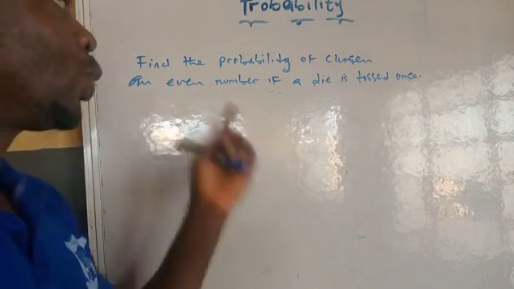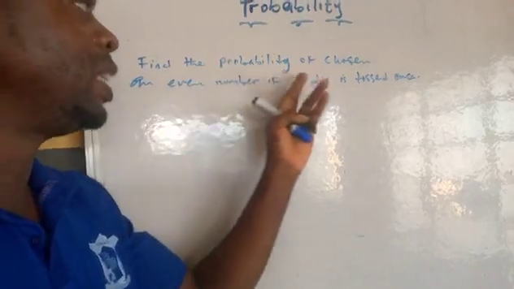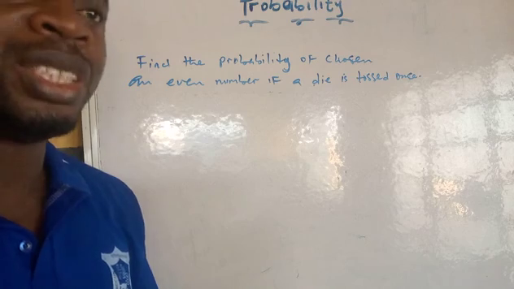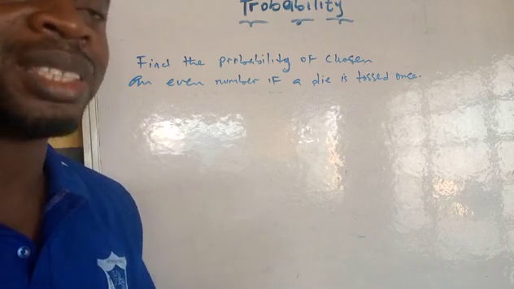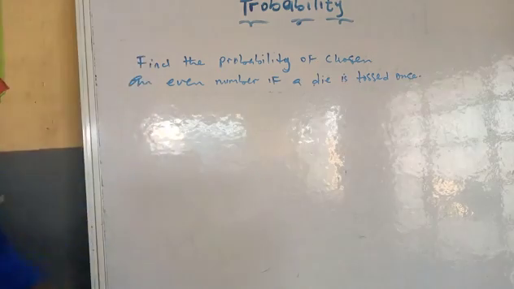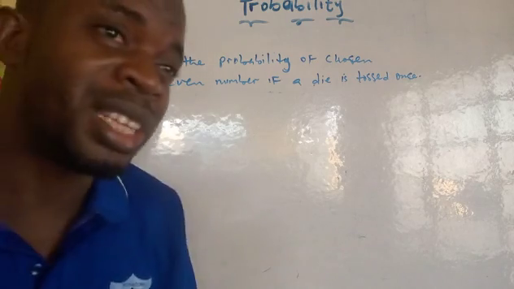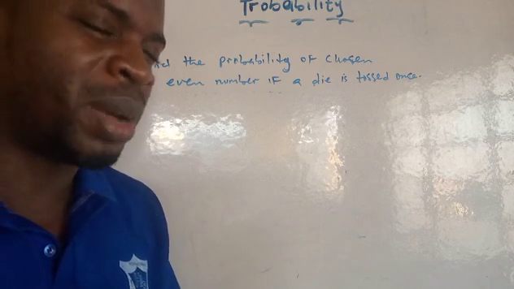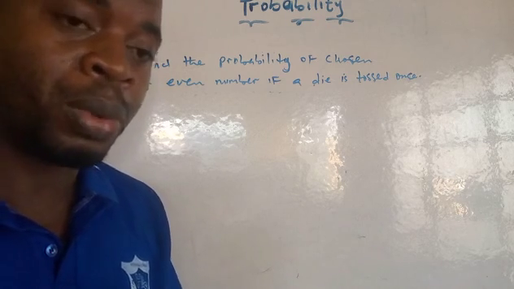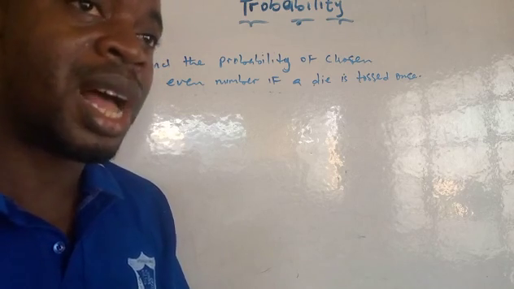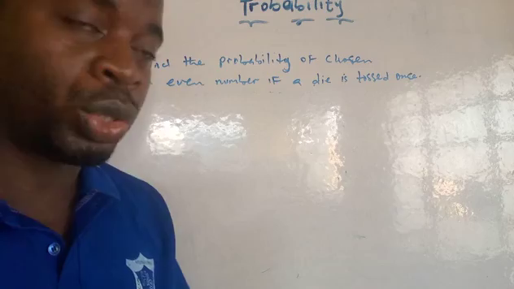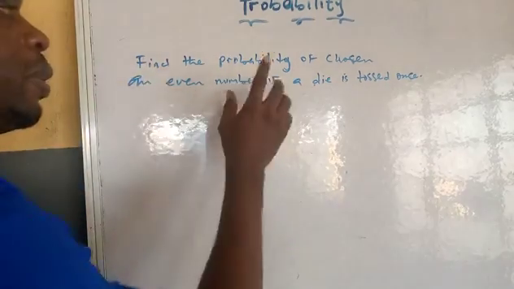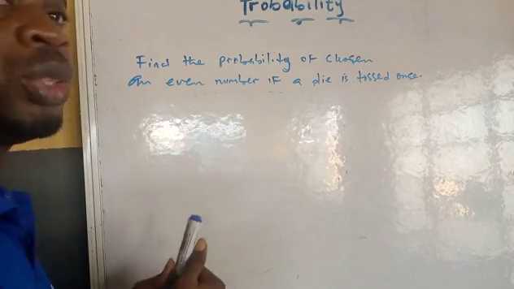Now in this class, we just want to solve this question: find the probability of choosing an even number if a die is rolled. This is part 3 of our probability class. If you are watching for the first time, please go back and check our class on part 1, probability, and part 2. This is part 3. Now to solve this question: find the probability of choosing an even number if the die is rolled once.